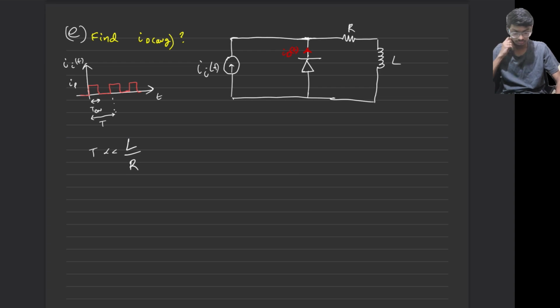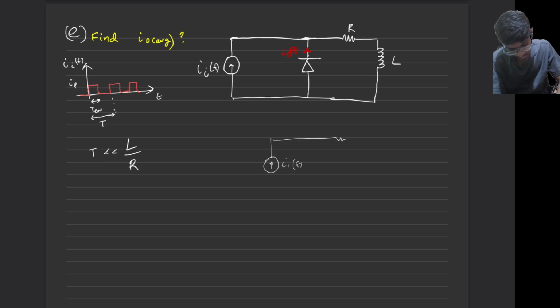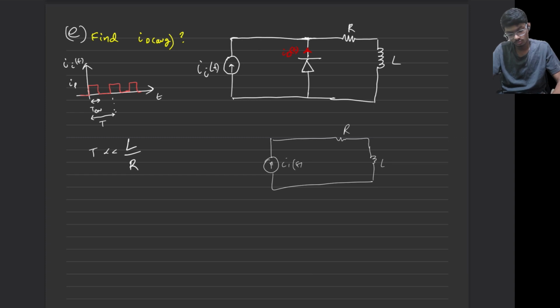As t is equal to 0 plus, we know the diode won't allow any current to flow in this direction, cathode to anode, right? So only this I1 has one direction to flow, which is this one. So at t equal to 0 plus, the circuit will look something like this: R, L and C. Current is only flowing through this, right?